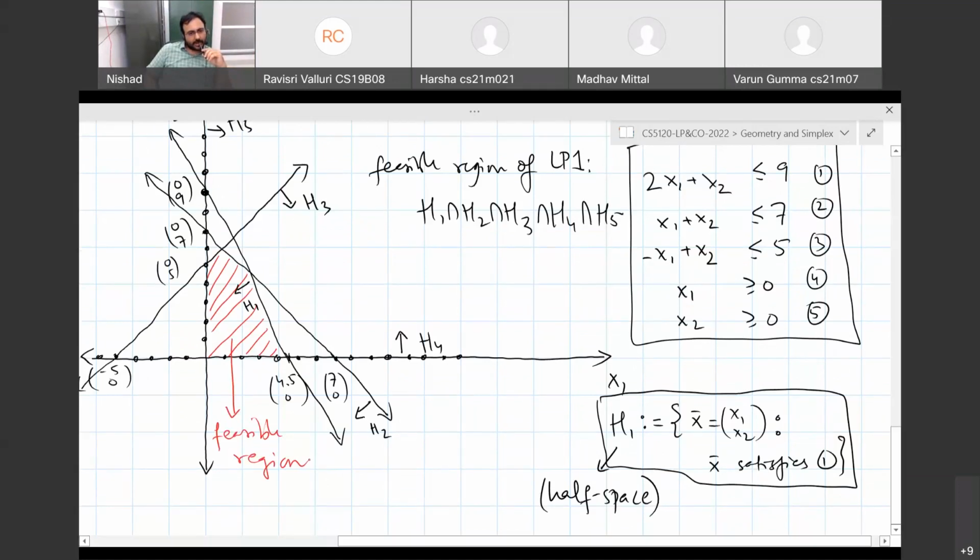Right? It looks like a convex polygon. That's not a coincidence. Turns out convexity is something you get for free. You probably have seen convex polygons in some context before. This is basically a convex polygon. If you're not familiar with convexity, don't worry. We'll talk about it rigorously sooner or later in this module.